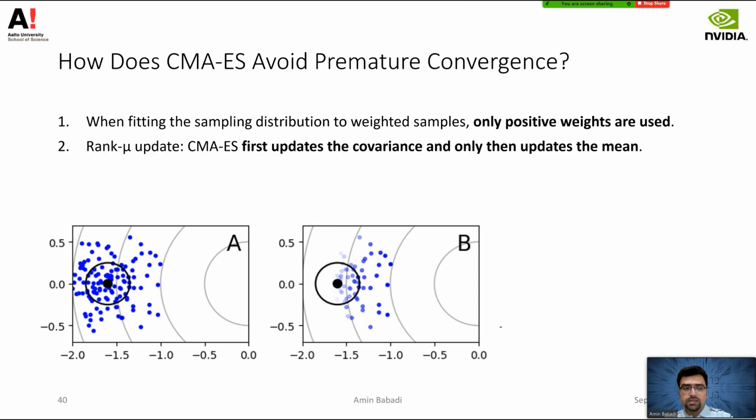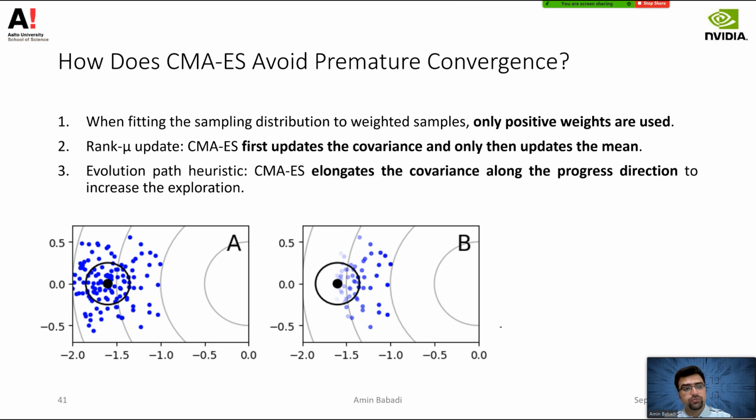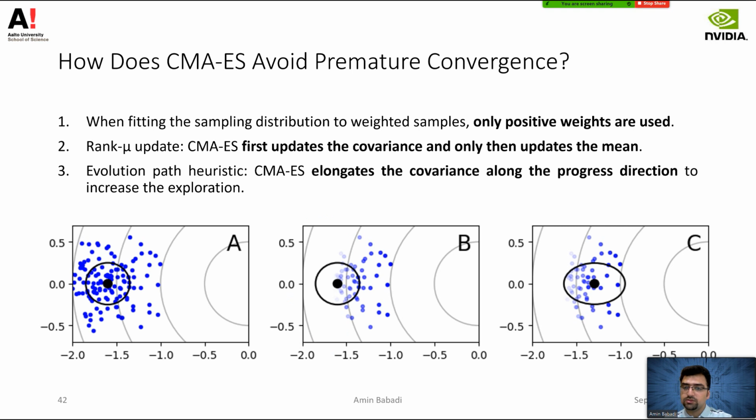The second reason is called rank mu update, which means that CMA-ES at first updates the covariance and only then updates the mean of the sampling distribution. And the third reason is called evolution path heuristic, which means that CMA-ES uses an additive term to further elongate the covariance along the most promising direction to increase the exploration in that direction. And this is also shown in figure C. You can see CMA-ES is expanding the variance towards the optimal solution.